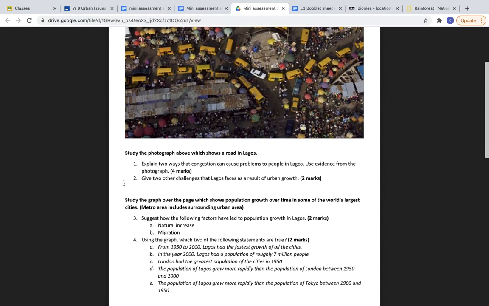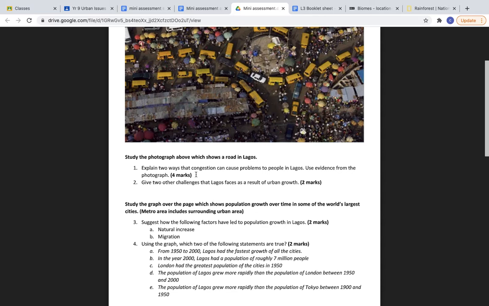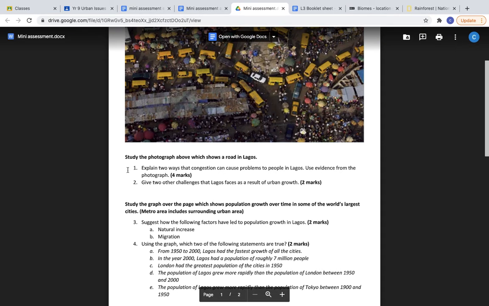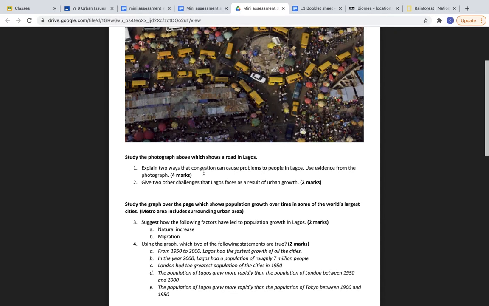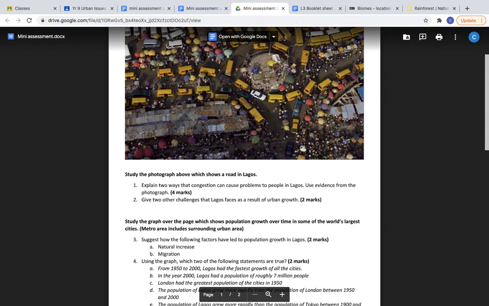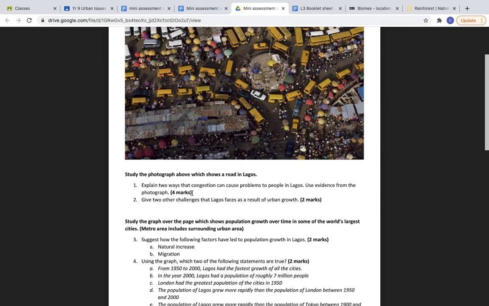So for question 1 and 2, these are 6 marks in total, but for question 1 it's 4 marks and we're explaining the ways that congestion can cause problems for people in Lagos, and we're going to use this photograph to help us. So using and referring back to the photo, you need two main points, and then you need to explain each of these points for 4 marks.